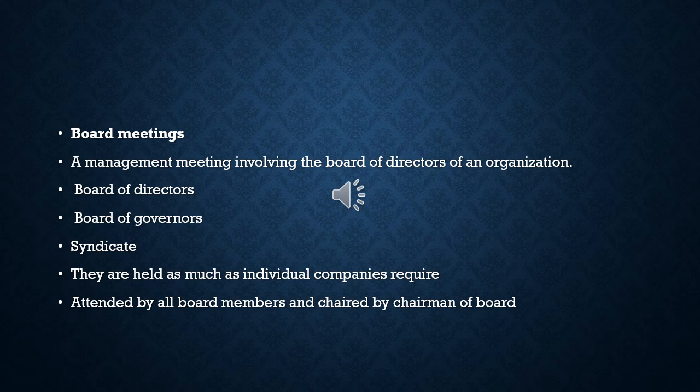for companies or organizations, which is attended by all the members of the board, and is normally chaired by the chairman of the board. Chaired means the one who's going to be the head of the meeting, who's going to lead the meeting. So normally these meetings are chaired by the chairman of the board, who's considered the head of the board.